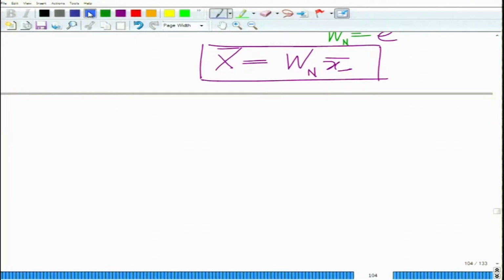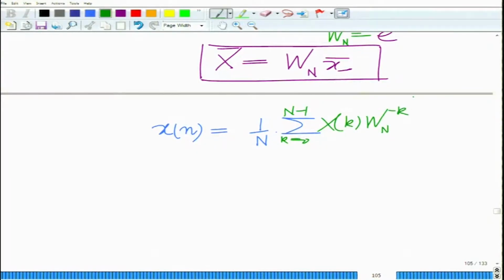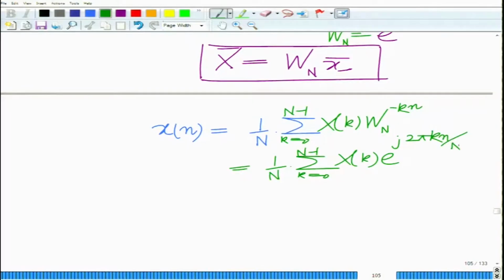Now, realize that the inverse discrete Fourier transform is also given as, if you look at each coefficient X of k, we have the expression for the IDFT: x of small n equals 1 over capital N summation k equal to 0 to N minus 1 X of k W N raised to minus k n, that is e raised to j 2 pi k small n over capital N, which is 1 over N summation k equals 0 to N minus 1 X of k e raised to j 2 pi k small n over capital N.